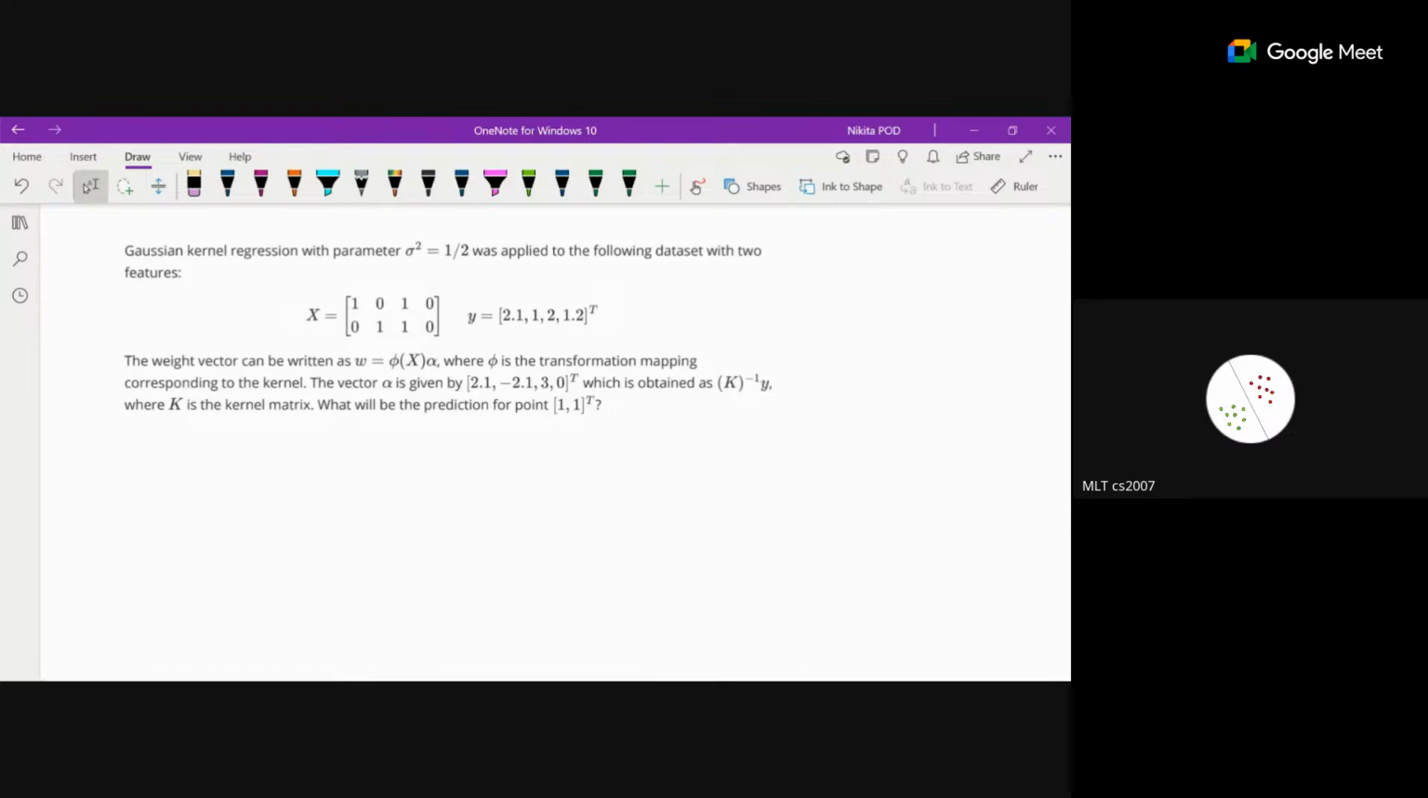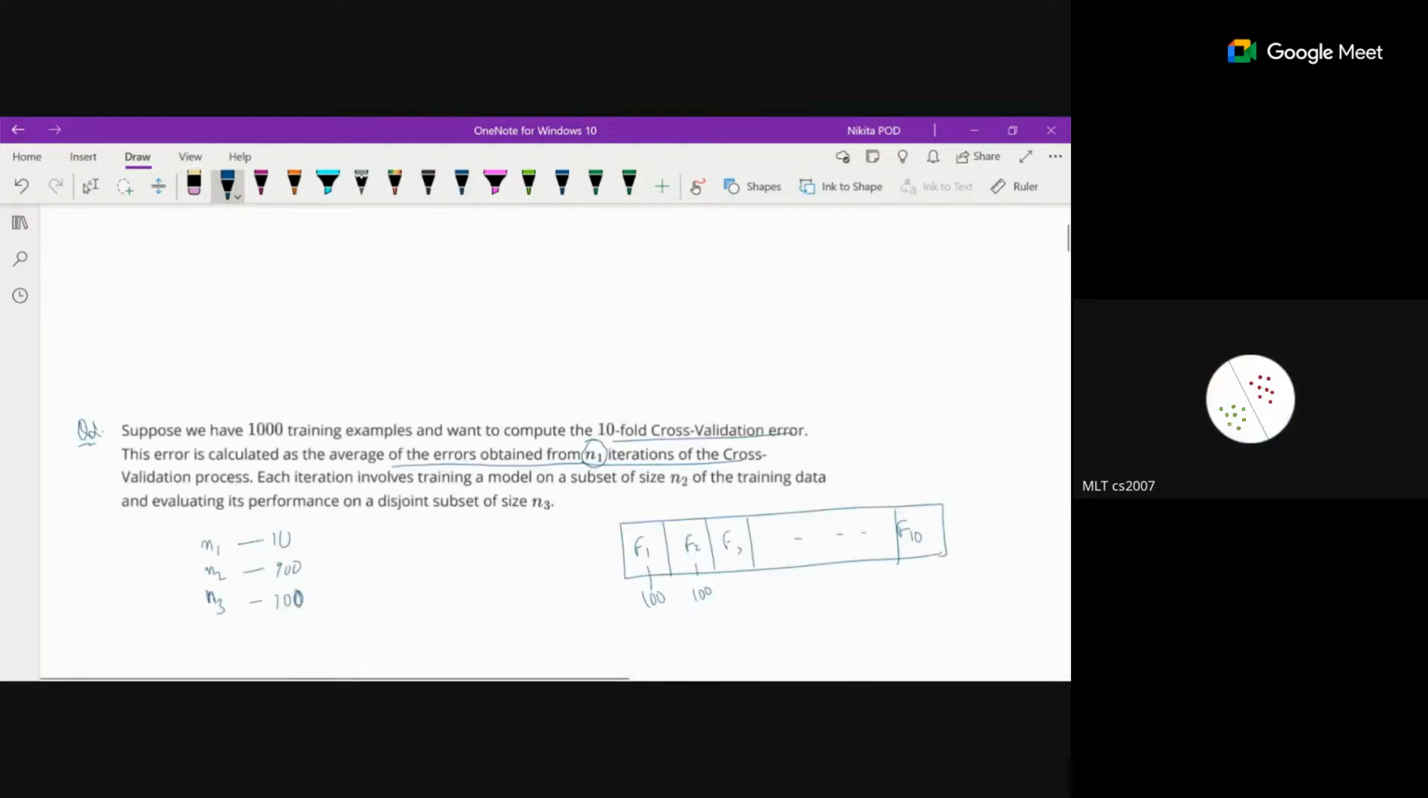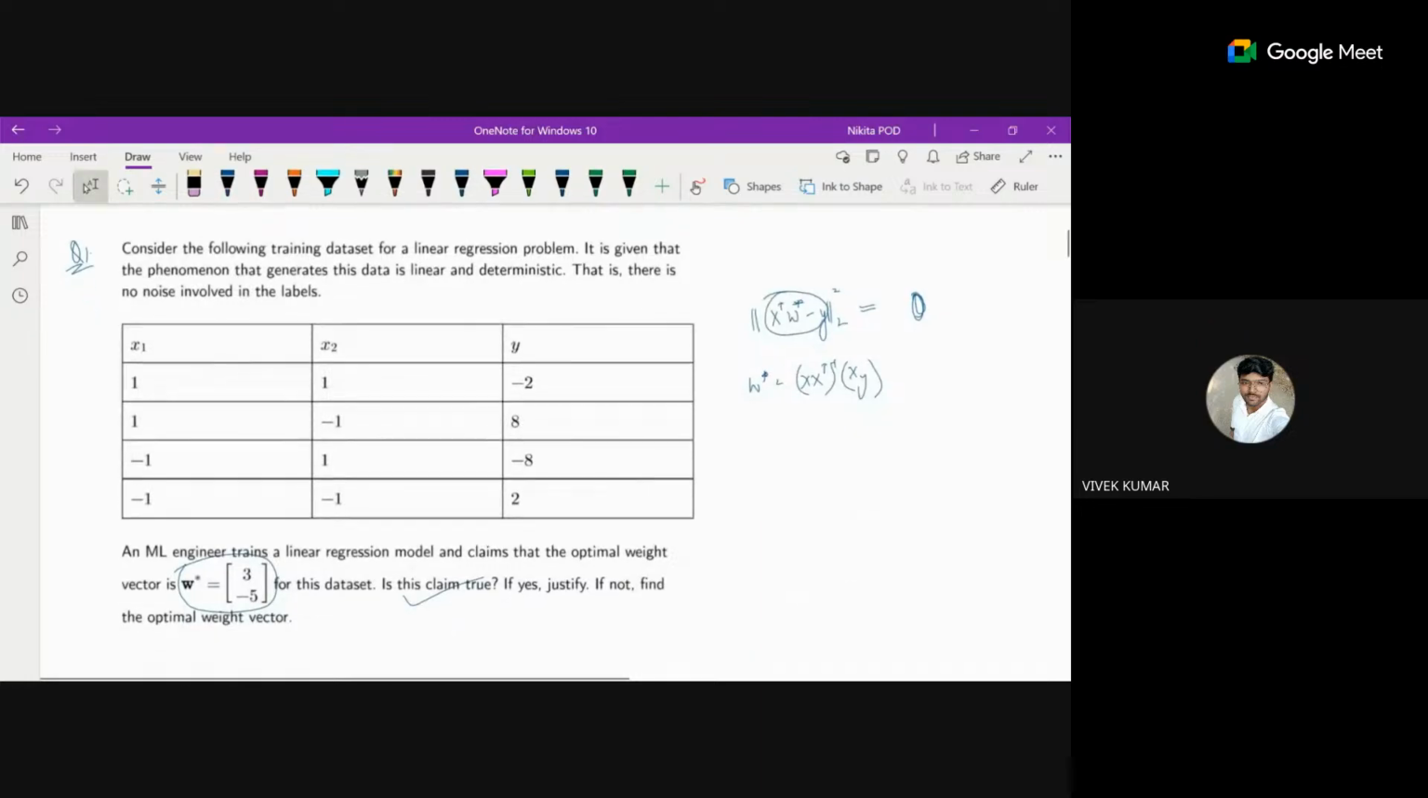Now next is based on Gaussian kernel regression. I will just write the kernel regression function for you, the Gaussian kernel. Ma'am, one thing: I'm confused every time about how to write X, row wise or column wise. That is the initial confusion for me.